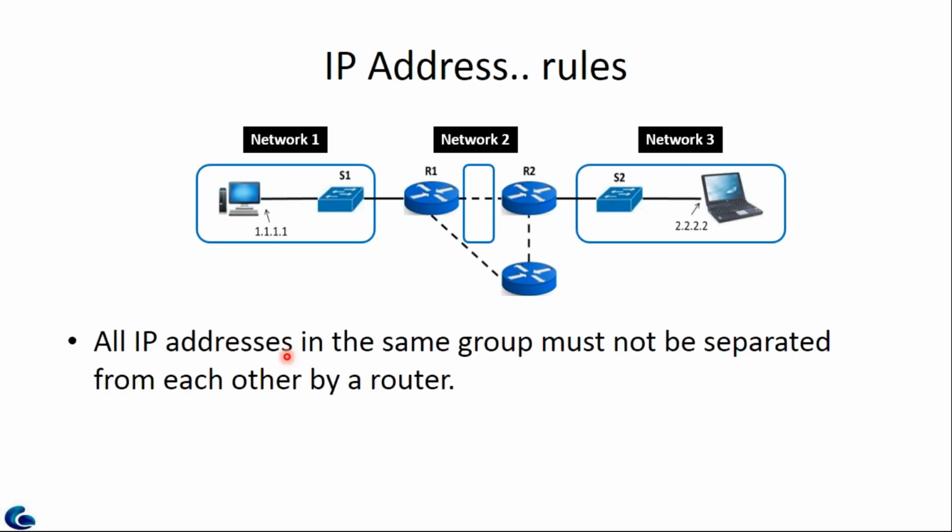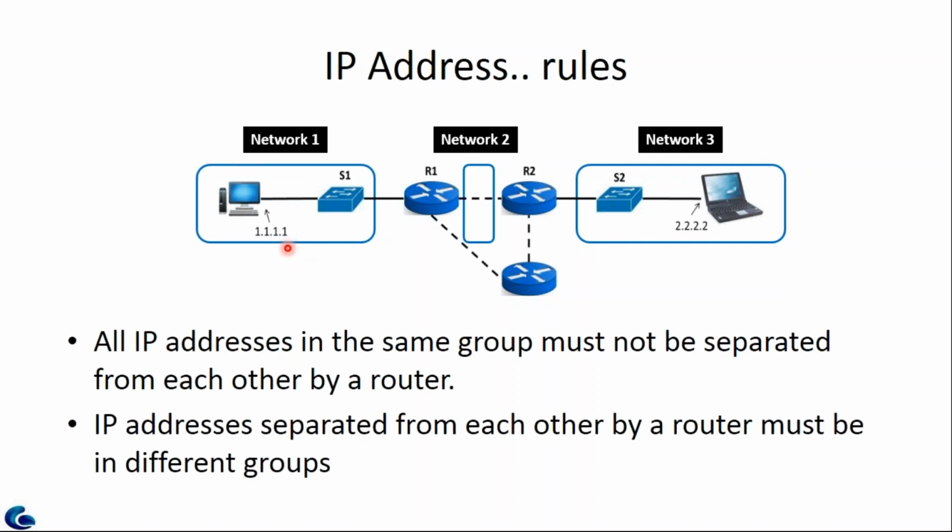Rule number 1: all IP addresses in the same group must not be separated by a router. If I have many of the addresses starting with 1, then better they be on one side of the router in one network, right? And the second rule is the opposite one, okay?